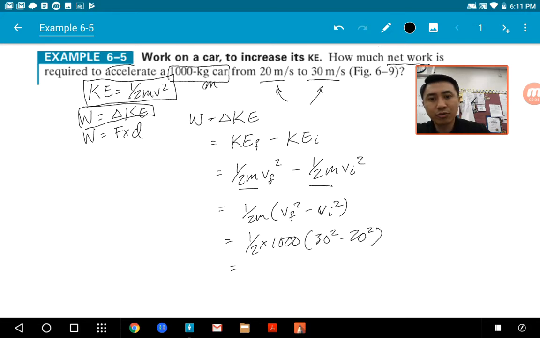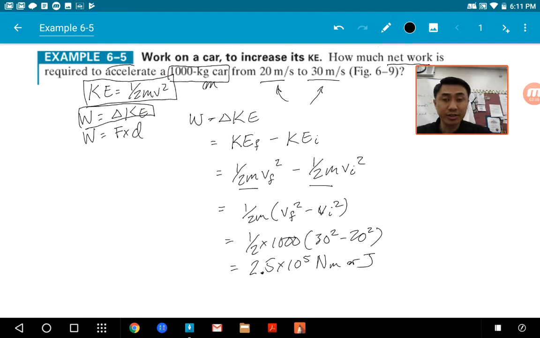So let's punch that through. Let me grab a calculator here. 30 squared minus 20 squared, we got 500 times 500. So I got 2.5 times 10 to the 5. The unit here is going to be Newton meters or joules.